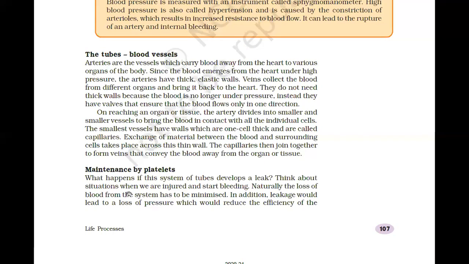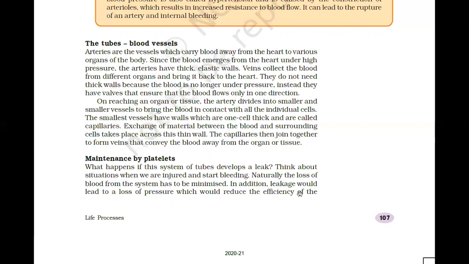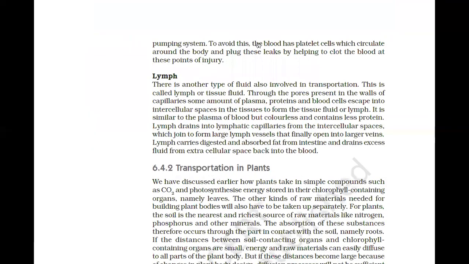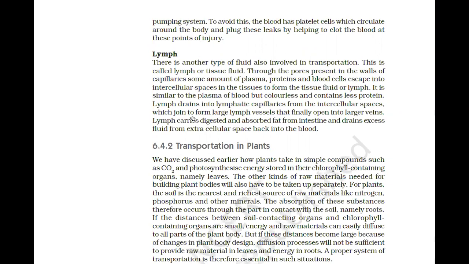Maintenance by platelets. What happens if this system of tubes develops a leak? Think about situations when we are injured and start bleeding. Naturally, the loss of blood from the system has to be minimized. In addition, leakage would lead to a loss of pressure, which would reduce the efficiency of the pumping system. To avoid this, the blood has platelet cells which circulate around the body and plug these leaks by helping to clot the blood at these points of injuries.